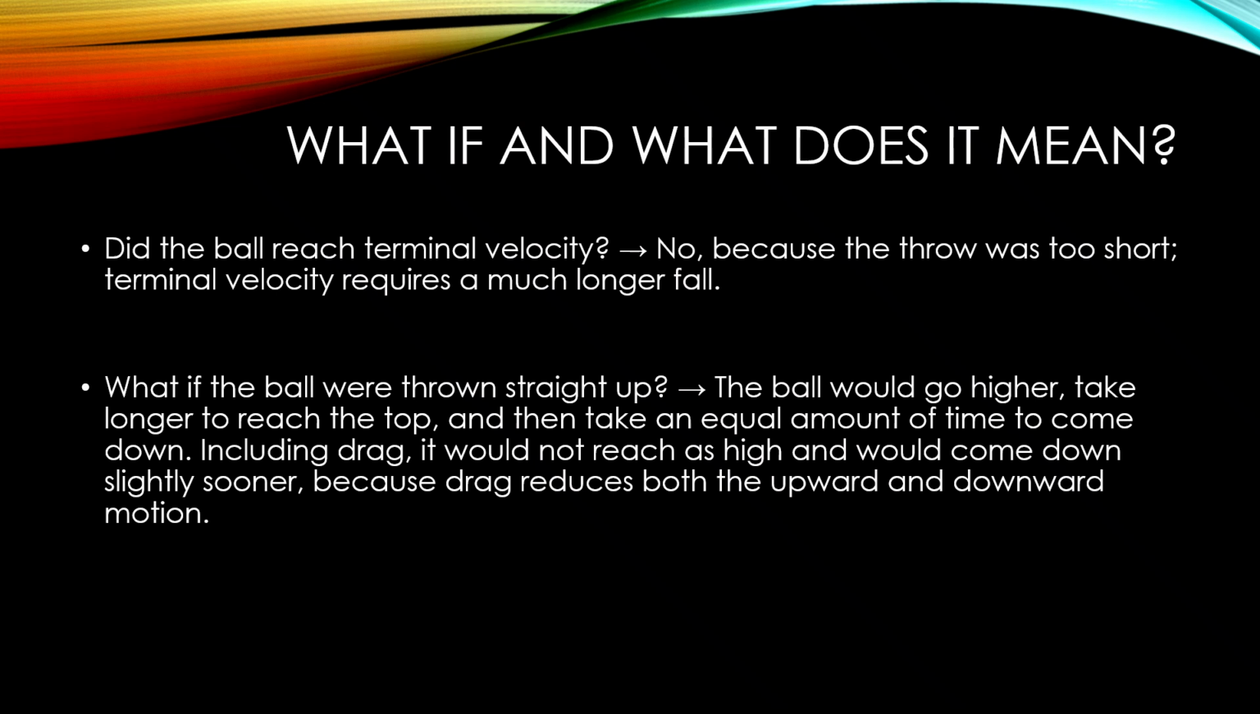Now, if I had thrown the ball straight up with the same initial speed, the motion would look different. Without drag, the ball would rise until its upward velocity reached 0, then fall back down, taking longer overall compared to the sideways throw. With drag included, it wouldn't rise as high, and would actually come down a little faster, because drag slows the ball going up and reduces its speed on the way down. This shows how drag affects both parts of motion, not just the fall.